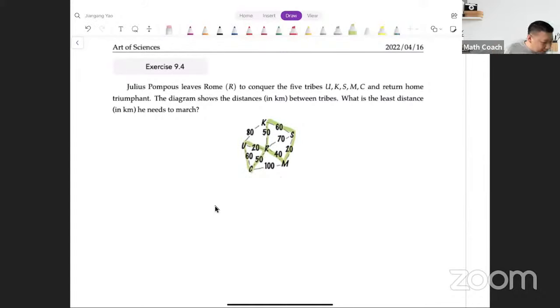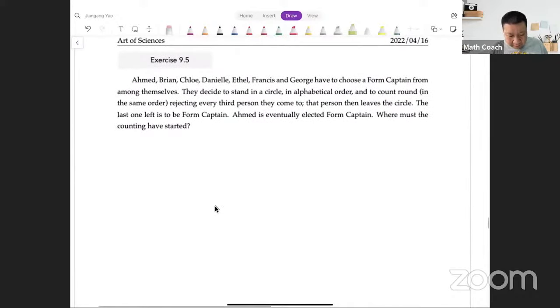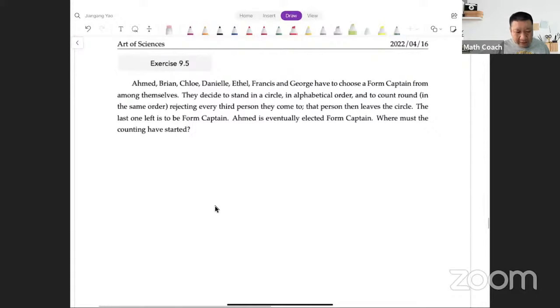Okay, so now it's a critical point question for 74. Question 9.5. Alham, Brian, Chloe, Danielle, Asel, Francis, and George have to choose a form captain from among themselves. They decide to stand in a circle in alphabetical order to count round, in the same order, rejecting every third person they come to, and that person then leaves the circle. The last one left is to be the form captain. 74, go ahead. 74, your answer is wrong.